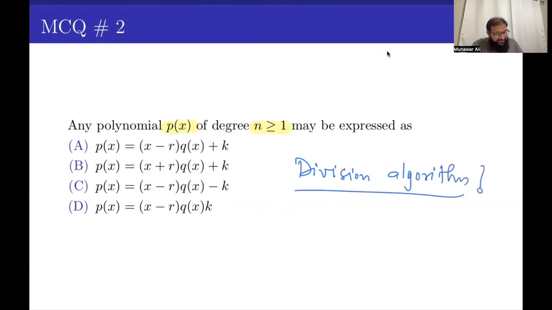The correct option for this one is A, because here the polynomial is P of x, which is divided by x minus r, and Q of x is the quotient. Then we add something to it, which we call the remainder. Seemingly this question is simple. If you know the things, you can answer it. Otherwise, it's very difficult to answer if you don't remember these things.